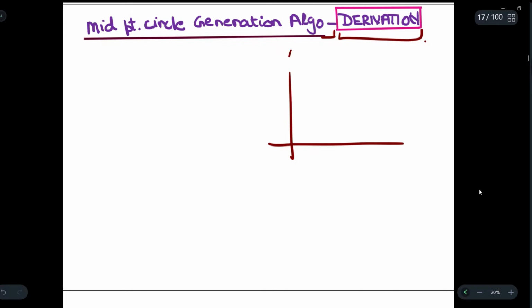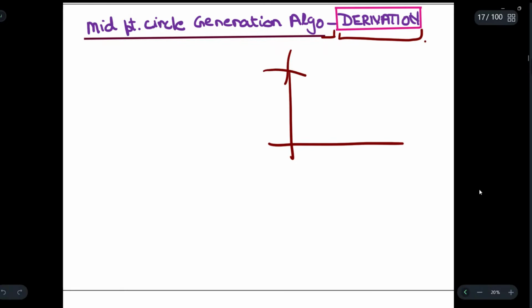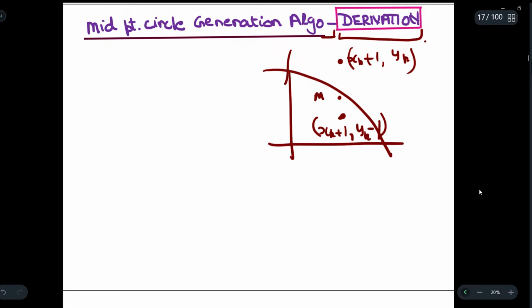That is, suppose we have this semicircle and over here we have 2 points, that is xk plus 1. Let me draw the circle again. Suppose this is a semicircle and we have 2 points, that is xk plus 1 and yk. And then, parallel to it, we have another point xk plus 1 comma yk minus 1, and over here we have the midpoint, say m, and this is the starting point, say xk comma yk.